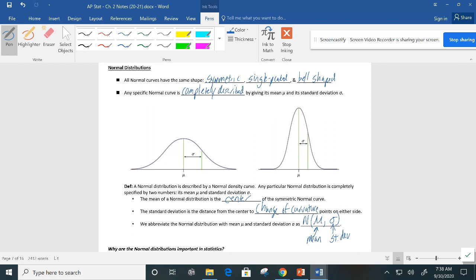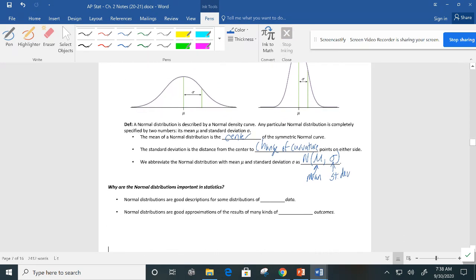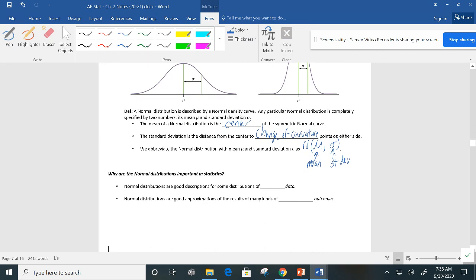The reason we call this a normal distribution is because there are so many things in life that follow this distribution. Whether you're talking about things related to probability or things such as IQ scores, SAT scores, even height you could argue is approximately normally distributed. So normal distributions are good descriptions for some distributions of real data. And like I said, they also represent many different types of chance outcomes or things related to probability. That's an important concept and something that you'll see a lot during class.